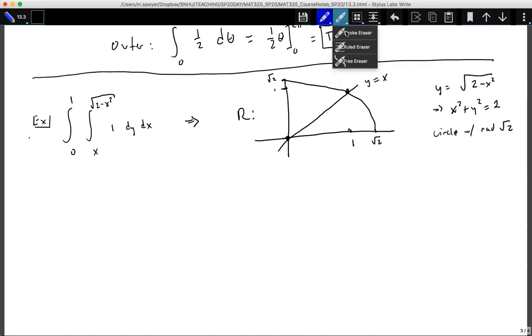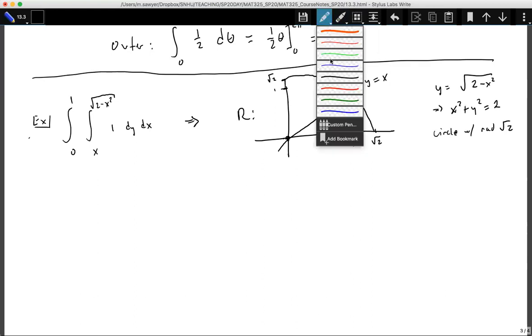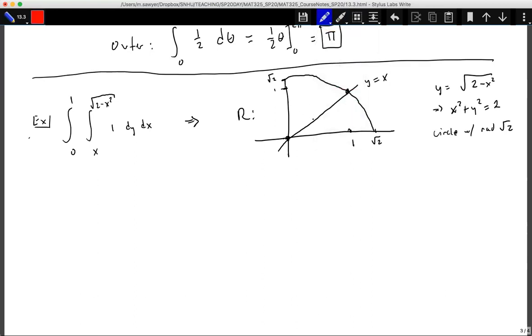This is not exactly drawn to scale, so let's give it a little bit more curve here. If our lower bound for our rectangles is y equals x, and our upper bound is y equals the upper part of the circle, then our rectangles look something like this. And our bounds for x, a to b, are from 0 to 1. So this is our region, this kind of upper slice of the pie.